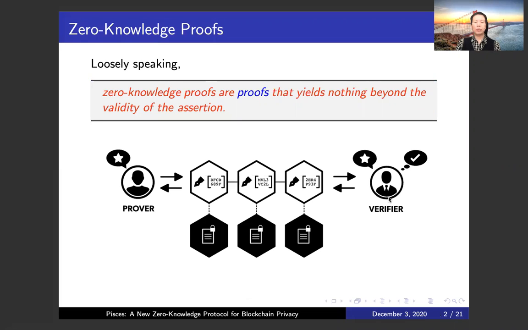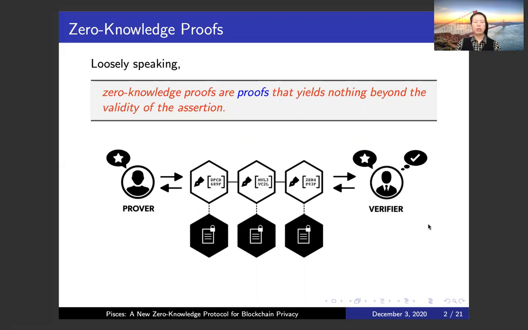Basically, zero-knowledge proof is an interactive process between two parties. One is the prover and the other is the verifier. The prover claims she knows some secret information, and she wants to convince the verifier. But the prover doesn't want to send the secret information directly to the verifier.